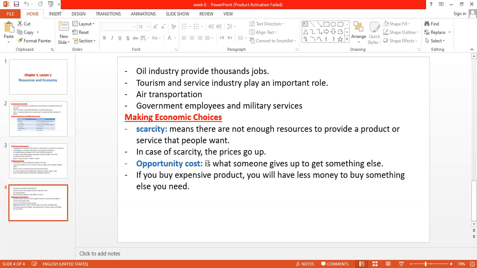Also in America, because petrol is very expensive, they have scarcity in petrol, right? So the petrol is very expensive. To buy petrol, it means that you will leave something else you need to buy. This something else you need to buy, but you left it, you don't buy it, is called, yes, opportunity cost.